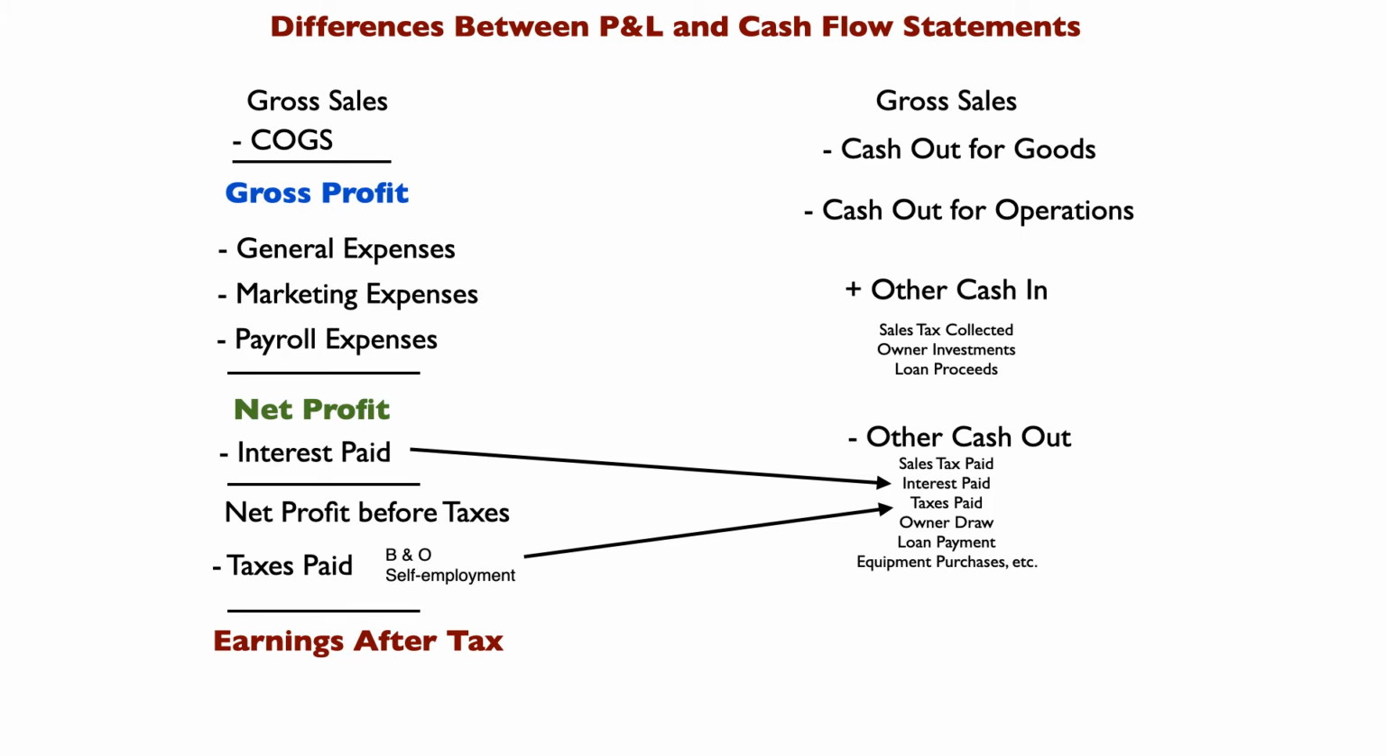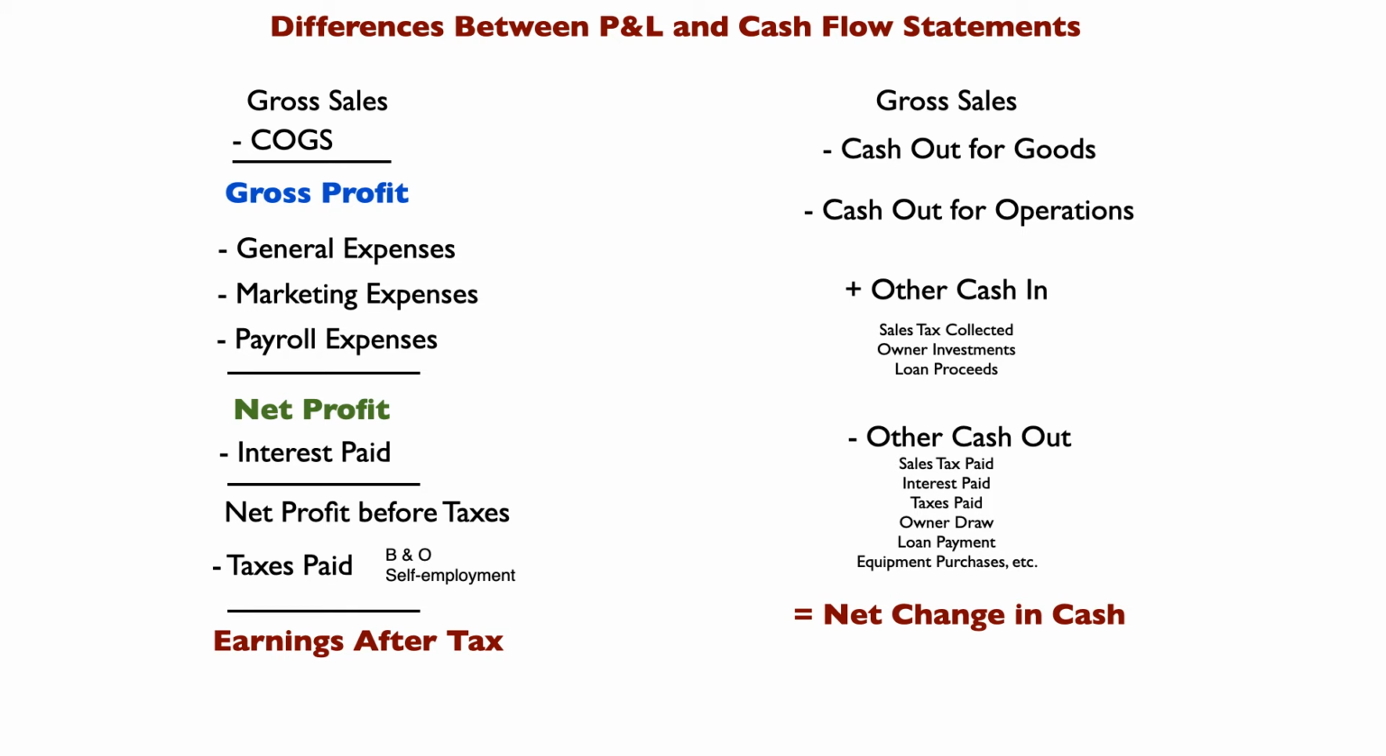Those are the same. Now, if we look at all the money coming into the business and all the money going out of your business, we're going to get some sort of net change in cash. And again, that can be a positive or negative number. Not to worry unless it's a negative number for several months in a row. That could be a problem. But normally it just shows the natural ebb and flow of cash coming in and out of your business.